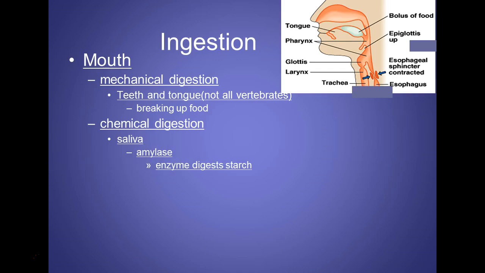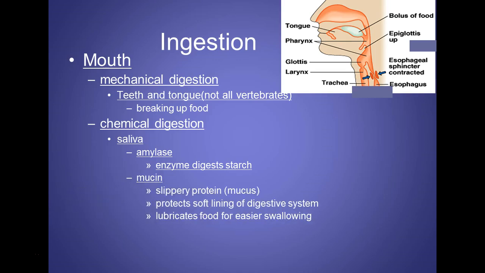Saliva contains amylase, and that's the enzyme that digests starch. Okay. There's also mucin, which is a slippery protein that protects the soft lining of the digestive system. It lubricates food for easier swallowing. If you didn't have saliva, you would choke. You would not be able to swallow. I think I've talked to you guys about this before, the saltine challenge, where you typically can't eat more than 10 saltines in a minute. It's impossible because you can't produce enough saliva to swallow those saltines.